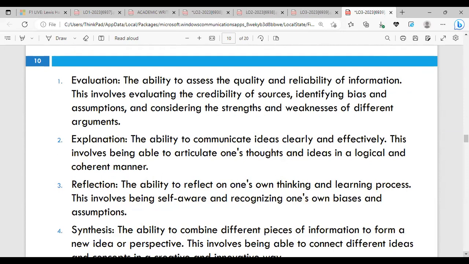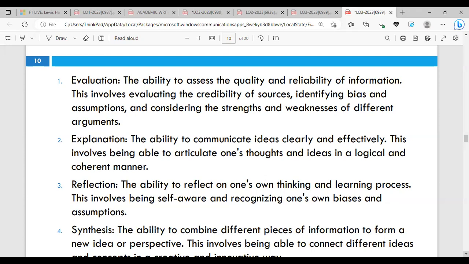This involves evaluating credible sources. So when you are evaluating, look at who is saying it, and how recent it is, like within 5 years. Is the journal article 5 star? What is the credibility of that journal, and the strengths and weaknesses of different arguments?